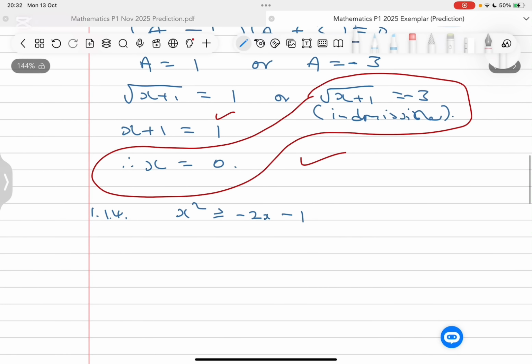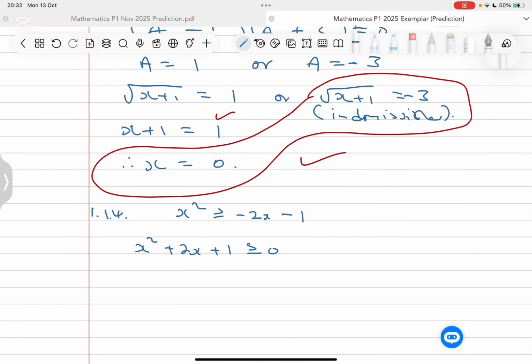Now the first thing that we do here again is to write this in a standard form. That would mean that I'm going to take the negative 2x and the 1 to the other side so that they come to the left hand side. Now I'm going to have x squared plus 2x plus 1 being greater or equal to 0. And that is our standard form.